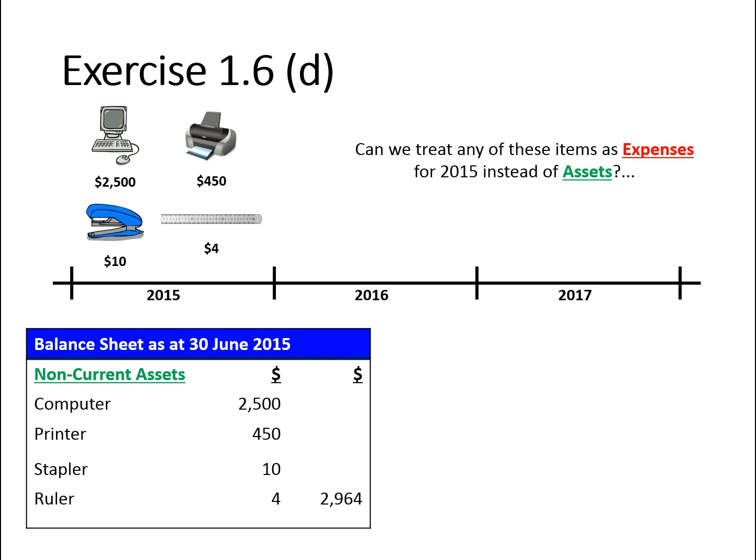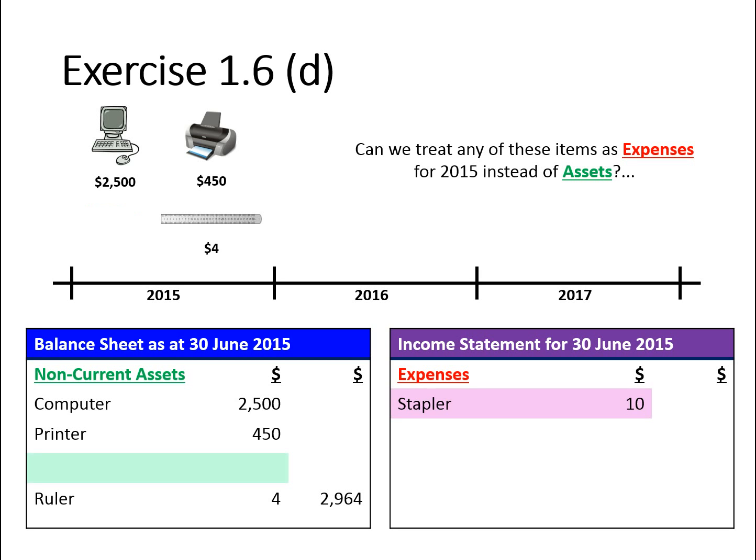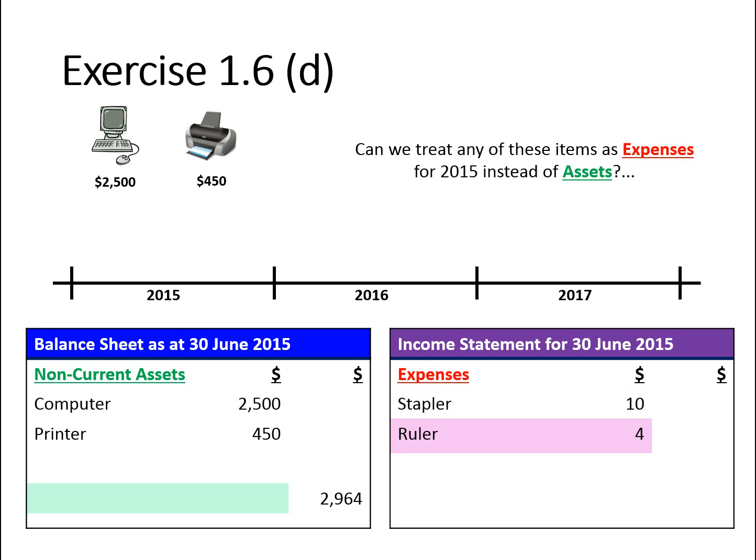So what we might be better off doing is actually transferring those two items through to the income statement for 2015, getting rid of the stapler and the ruler, and therefore changing the amount of non-current assets we have in the balance sheet and increasing the amount of expenses that we have.